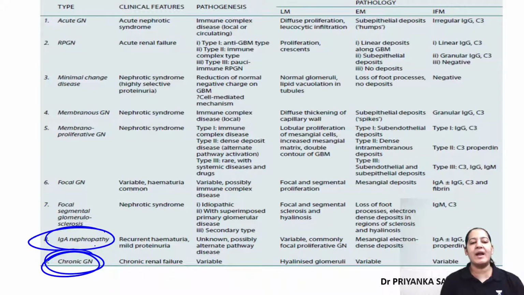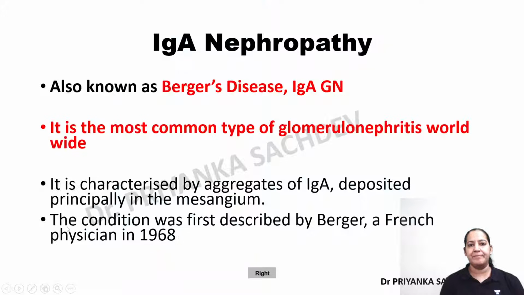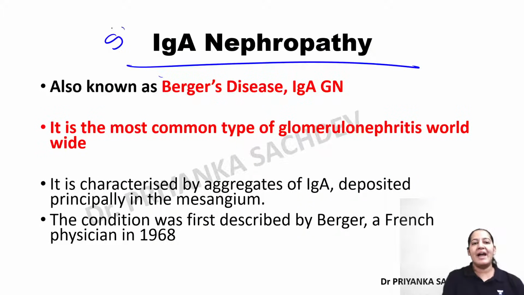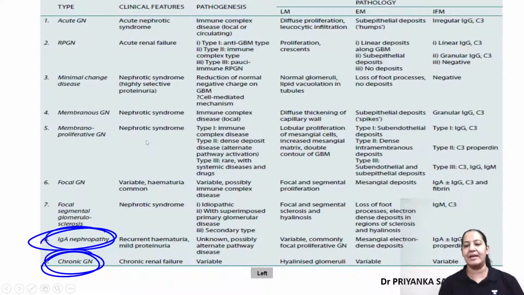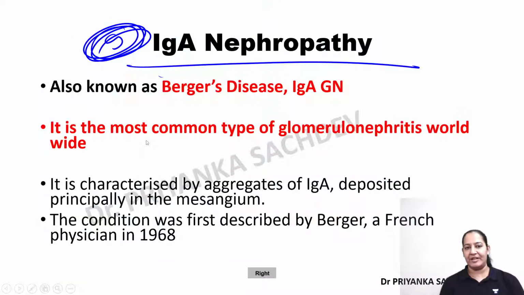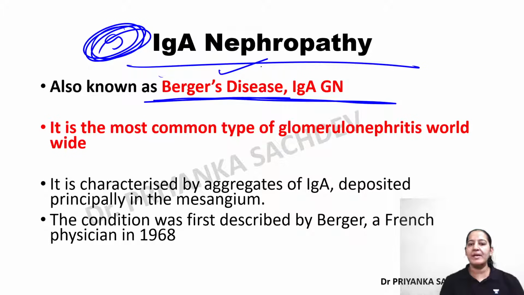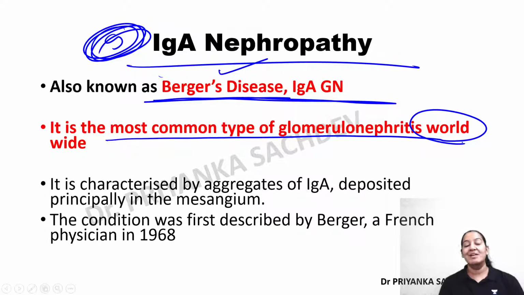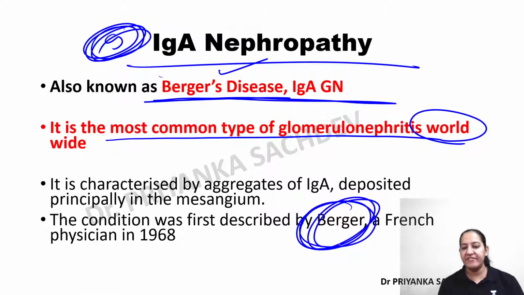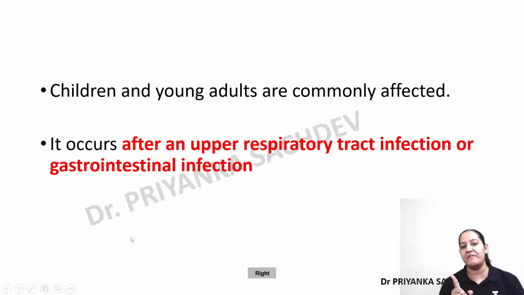I'm coming to the last one, IgA nephropathy. Everyone give me a thumbs up. The last one, the ninth one, is IgA nephropathy. Then I will do a comparative analysis of all 9. IgA nephropathy is also known as Berger's disease. It is the most common type of glomerulonephritis throughout the world. It was first described by a physician named Berger, which is why it is known as Berger's disease.